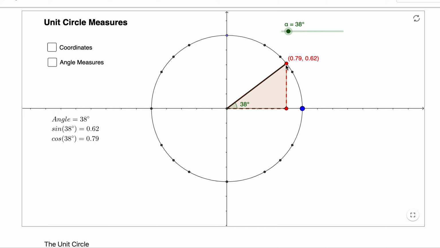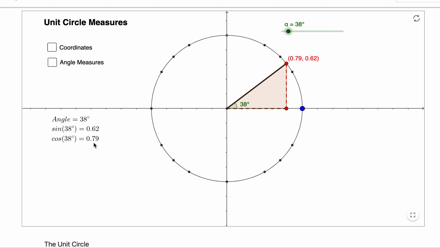Now this point sitting on the circumference of the unit circle has an x-coordinate and a y-coordinate. At the moment the angle is 38 degrees, right? So what this coordinate is telling us is that cosine of 38 degrees is the x-coordinate of this point. This point has an x-coordinate of approximately 0.79. And you can see down here, that's telling us what this means. It means that cos of 38 degrees equals 0.79.